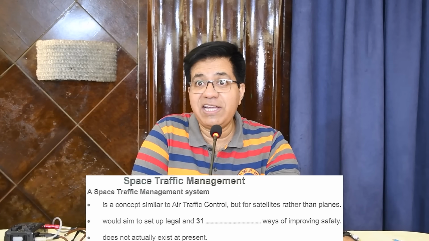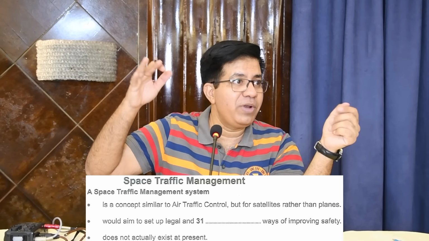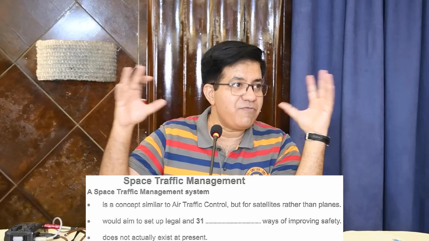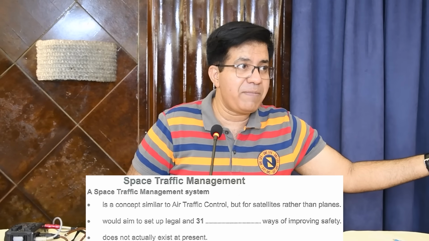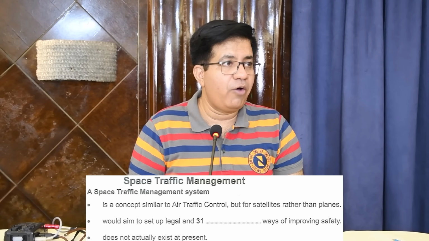See that? Not air traffic, space traffic. As there are different shuttles going to the moon and all that, there should be a traffic management system which is going to see where they are going. Like we have air traffic management, we have road traffic management, like this space traffic management. This is the topic of this lecture.